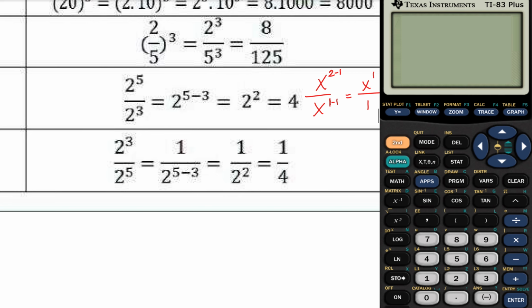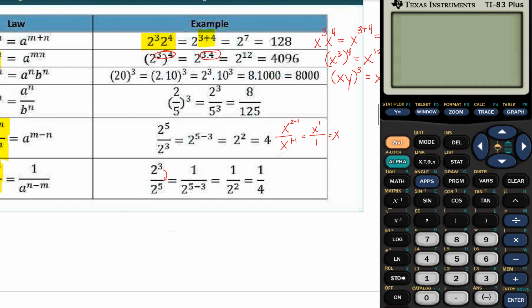So the given example is we have 2 cubed over 2 to the 5th. The bases are both 2's, so I know I can combine the numbers. But I will move the 3 down to the denominator because it is smaller, so it moves to the bigger exponent. And I change the sign by saying 5 minus 3 so that I get 1 over 2 squared, and that simplifies to 1/4.